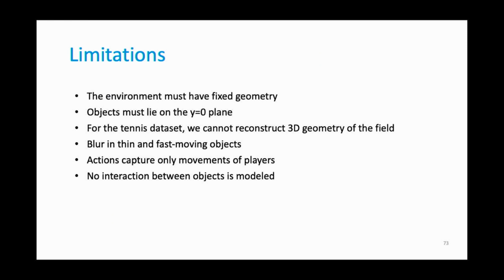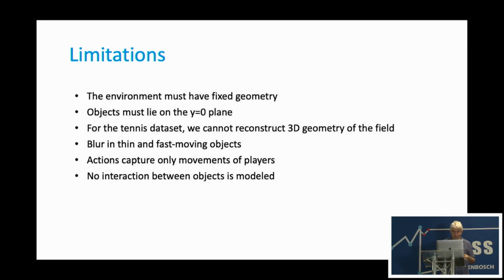Well, so different limitations. In our case here, the environment must have fixed geometry. And we assume that the objects are staying on the ground, right? If the guy starts jumping, then we are not able to model it, at least at the moment. And then, we are having troubles with small and fast-moving objects, so that's why we don't have the racket, we don't have the balls, but we are working on it. And we are capturing movement of the objects independently, right? So we don't have yet interaction between the objects, because there you have some causal effect, and it's far more complex to understand the logic of the game in there.